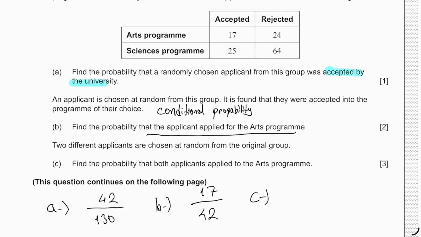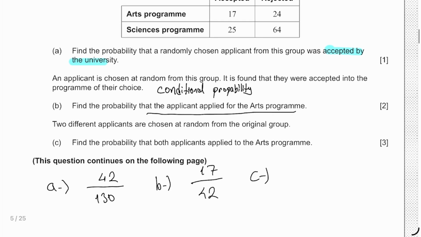Let's look at part C. 2 different applicants are chosen at random from this original group. From the original group, okay. Find the probability that both applicants applied to the arts program. Okay, let's look at the first person. What is the probability of the first person applying for the arts program, right? The arts program, how many people applied in total? This plus this, which is 41 out of 130 times.